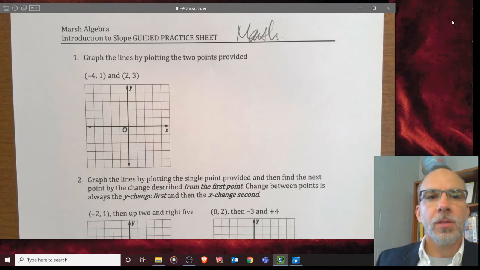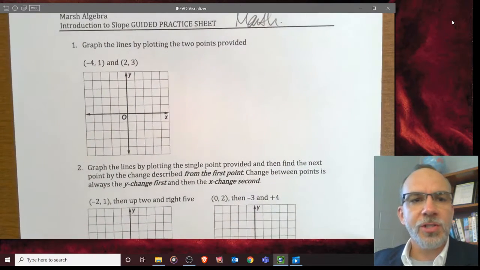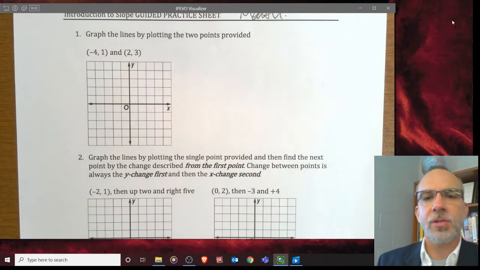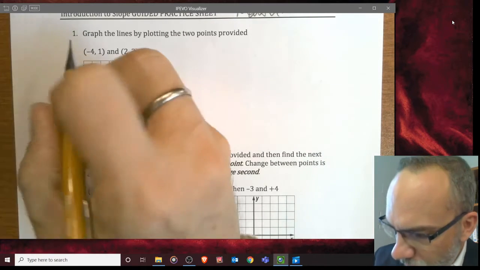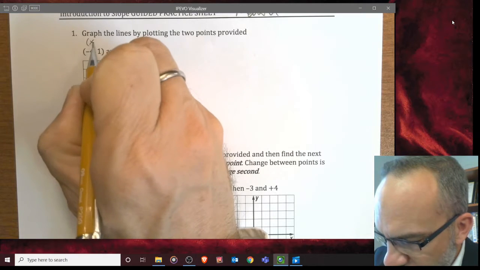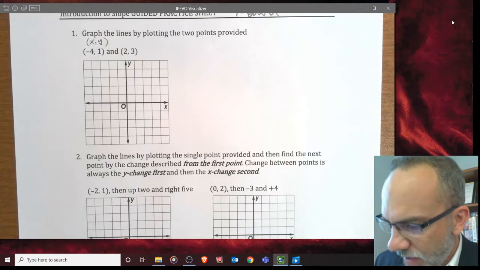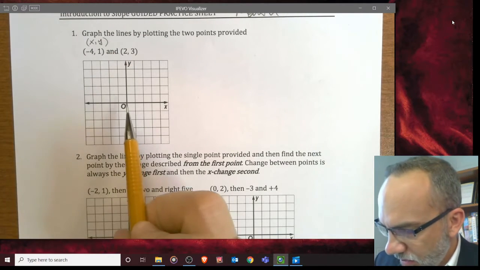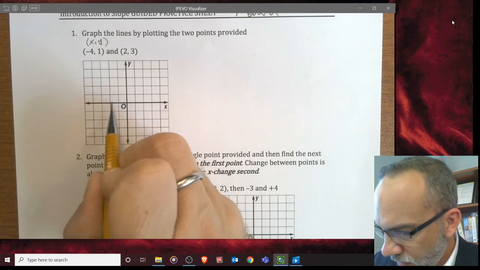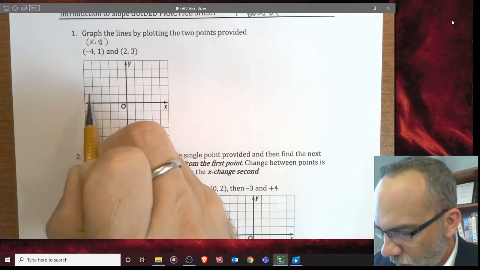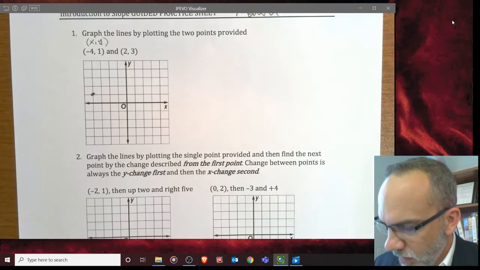Let me share my desktop with you. Okay, you should be seeing my desktop, and the question here says, number one, graph the lines by plotting the 2 points provided. So (-4, 1). Remember that this is an ordered pair, which is the x value first and then the y value second, and that's the distance from the origin here, 0. So (-4, 1) means I'm going to go left 1, 2, 3, 4, and I'm going to go up 1 point. There's the point.